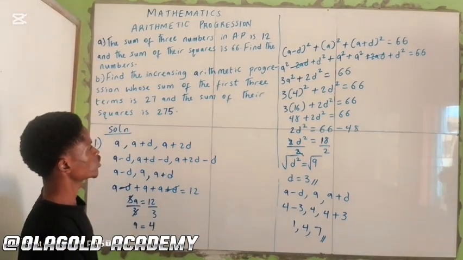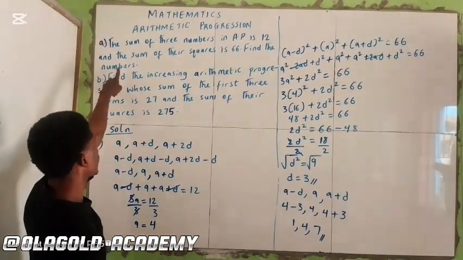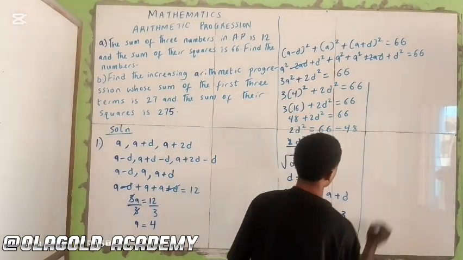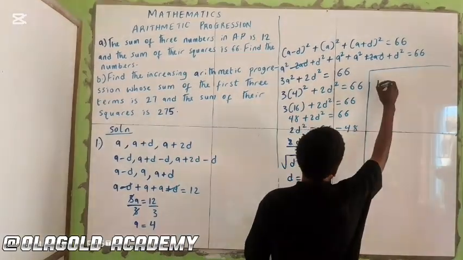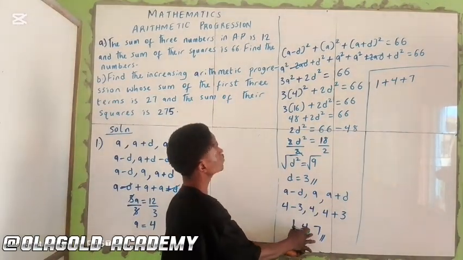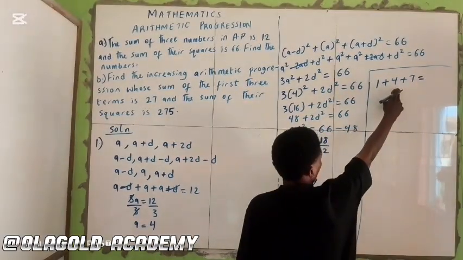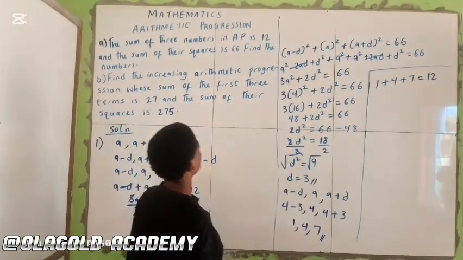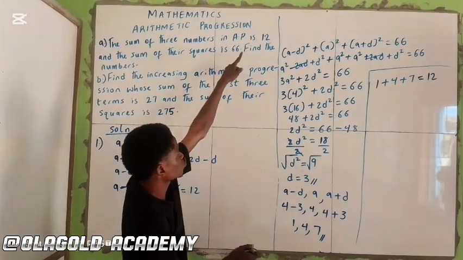Now, the question says that the sum of these three numbers is 12 and the sum of their squares is 66. Now let's confirm. 1 plus 4 plus 7. Are we going to get 12? Let's check. 1 plus 4 will give us 5. 5 plus 7 will give us 12. So it means the three numbers are qualified for their sum to be 12.